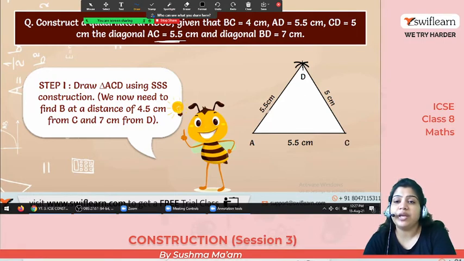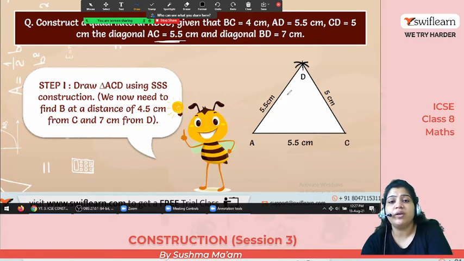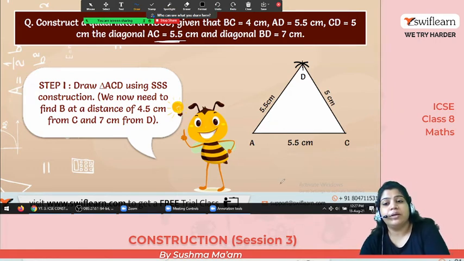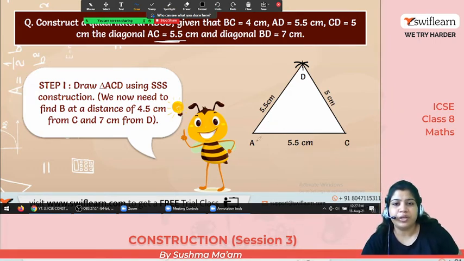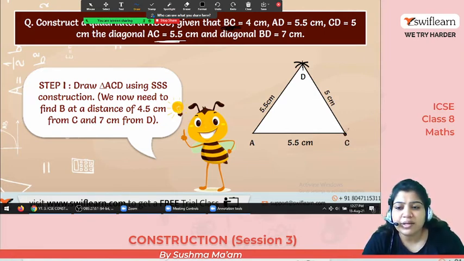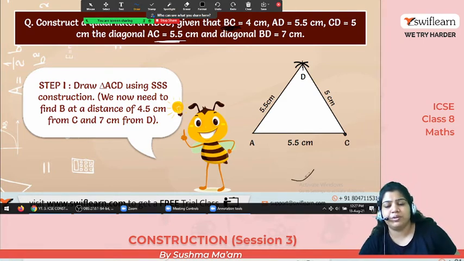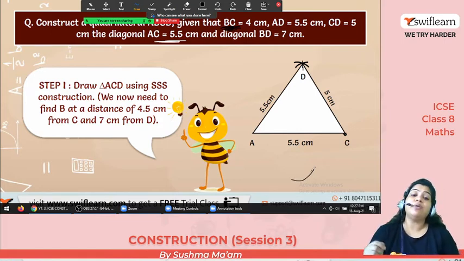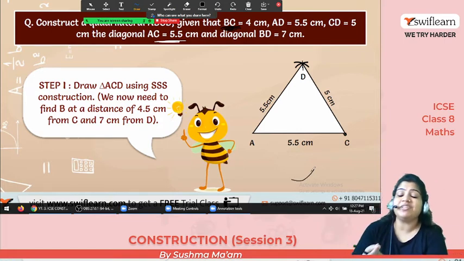Now come to the next point. Another point is B. So AB value is not given. But which one is given? BC value is given. BC is 4 centimeter. So C as a center, I can cut an arc of length 4 centimeter. But we need another arc. Then only we can take it as an intersection point.